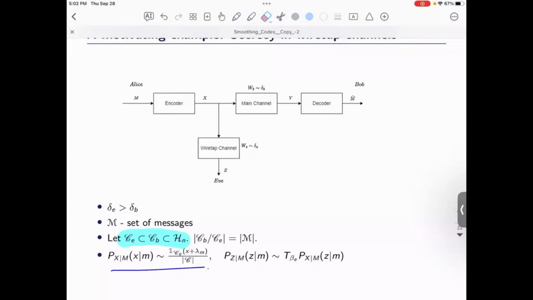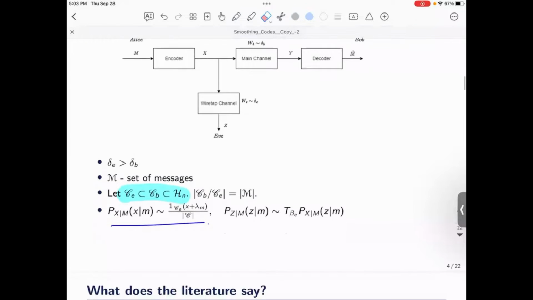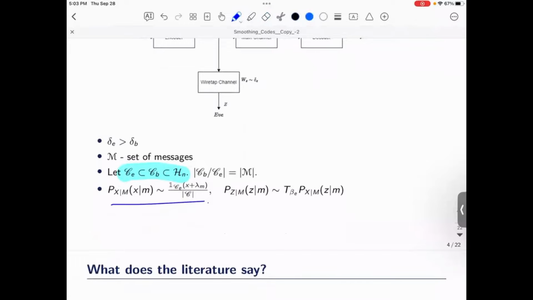So as I mentioned earlier, we assign each message a coset. So the transmitted message is a uniform codeword over that coset. What the distribution that Eve sees for a given message M is, is a noisy version of the original distribution. But what if this is almost uniform for all messages M?